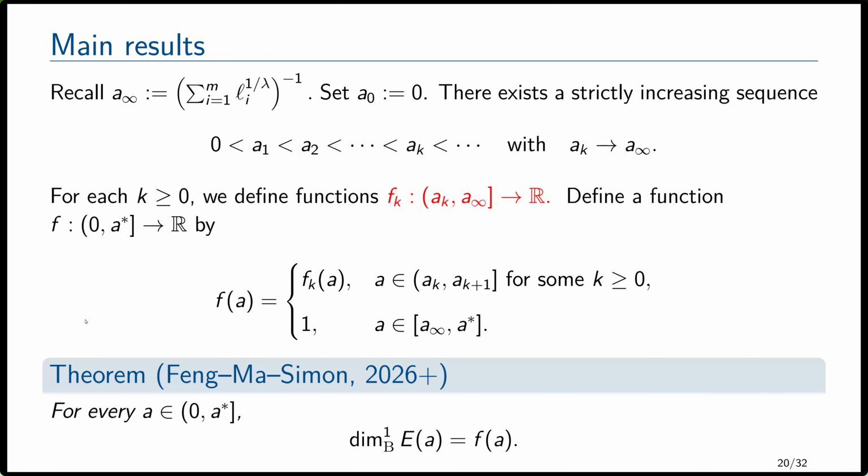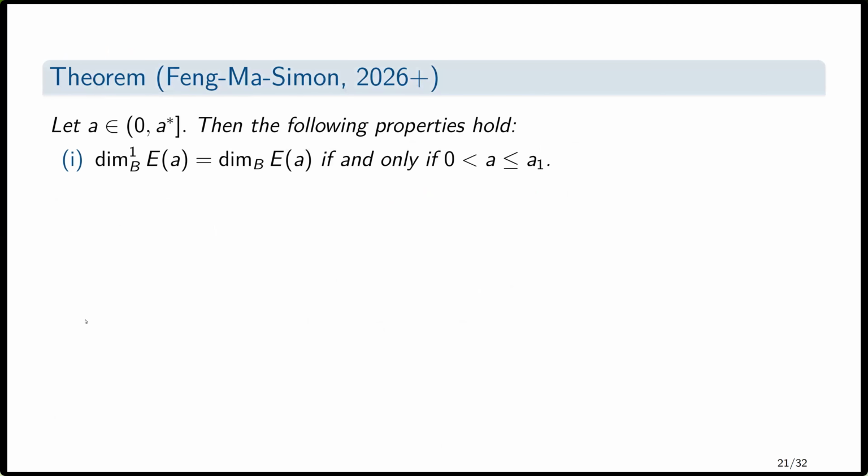And what is FA? And what is the property of FA? Based on this, can we compare the Hausdorff dimension of EA and the box dimension of EA with this value? This is interesting.